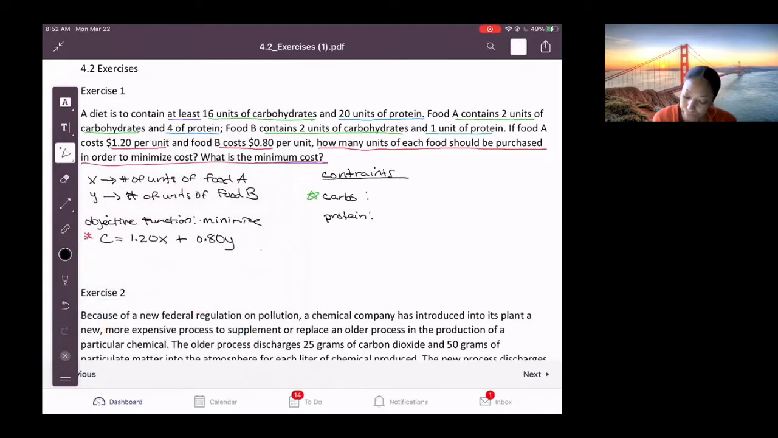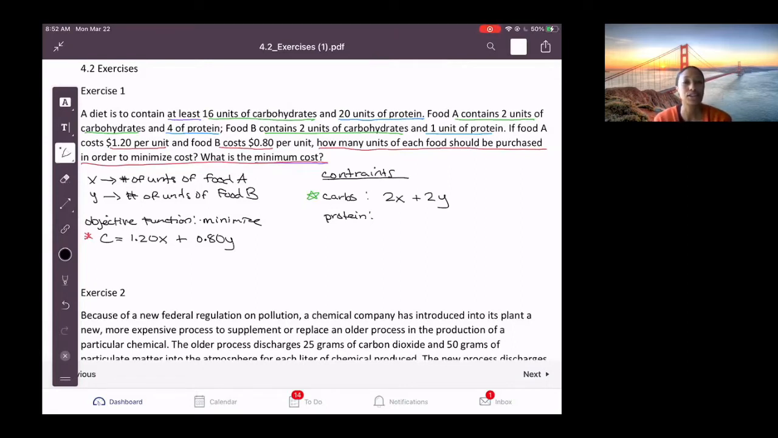For food A, we get 2 units of carbohydrates, okay? So 2 times X, okay? For every unit of food A, we get 2 units of carbohydrates. And then for food B, it's also 2 units, so plus 2 times Y. When we add these two together, it says that we need at least 16 units of carbohydrates.